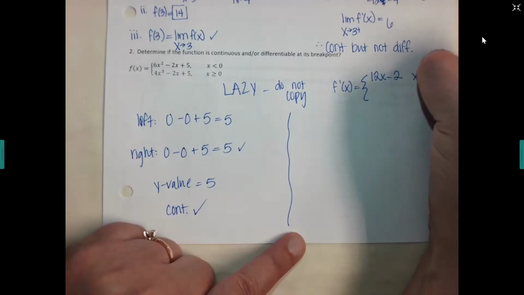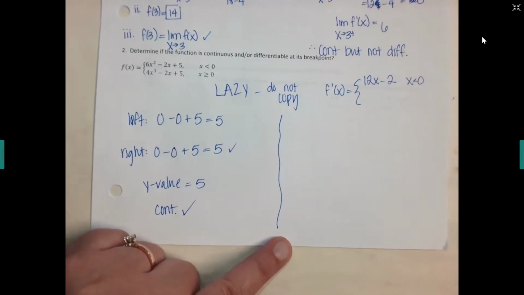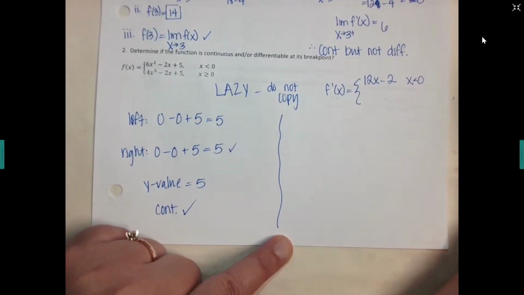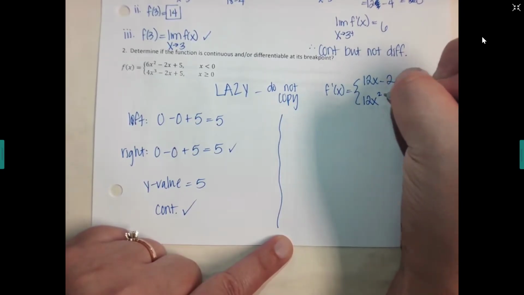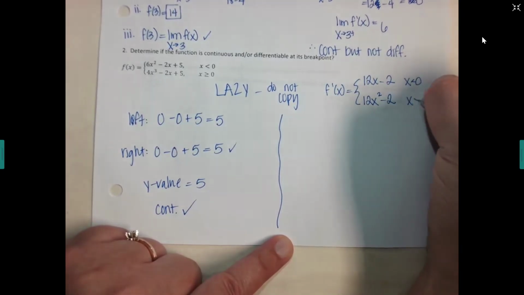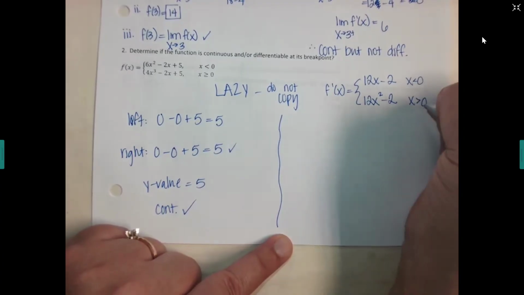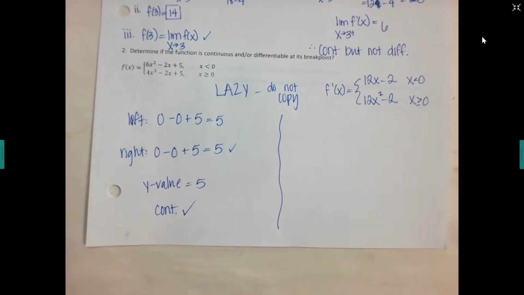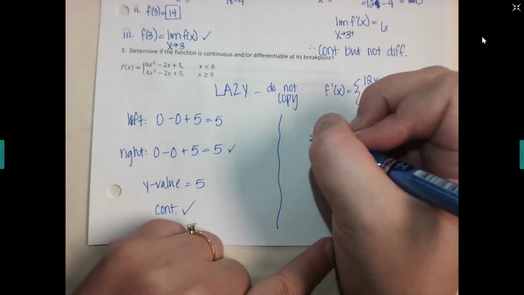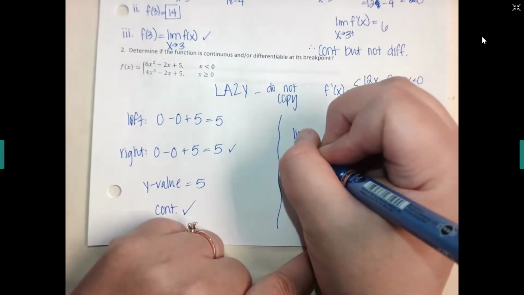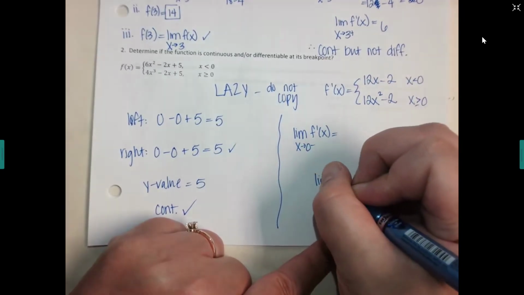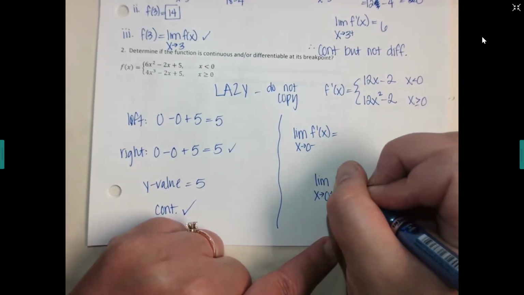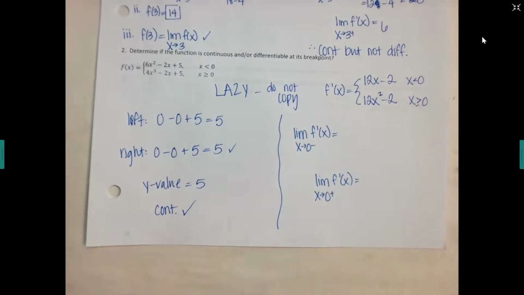Okay, I'll use that for x is less than 0. For the bottom, it's 4x cubed. What's the derivative? 12x squared minus 2. That's for x's that are greater than or equal to 0. And then I check the limit for the derivative from both sides just to make sure that they match. So LIM, x approaches 0 from the left of f prime, and then LIM, x approaches 0 from the right for f prime.